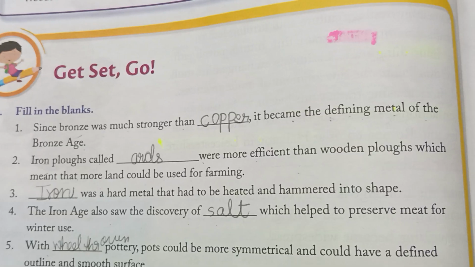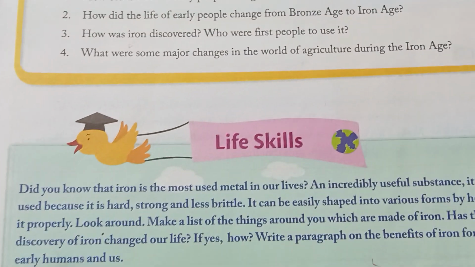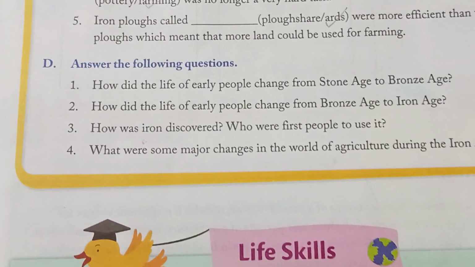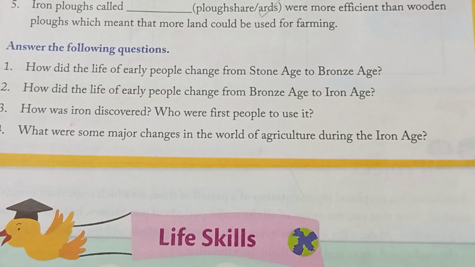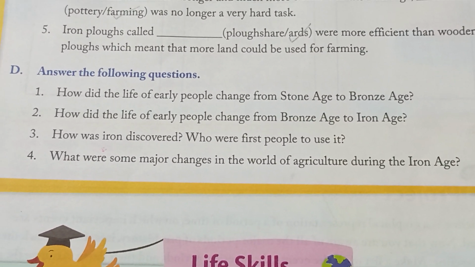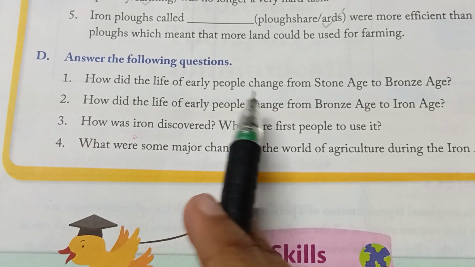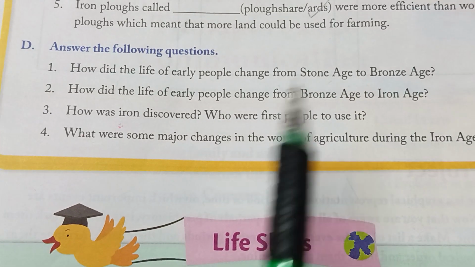The Get Set Go exercise is very easy, so we'll just discuss the question answers. If you are unable to understand any of the answers, you may ask me in the comment box. Now, answer the following questions. How did the life of early people change from Stone Age to Bronze Age?